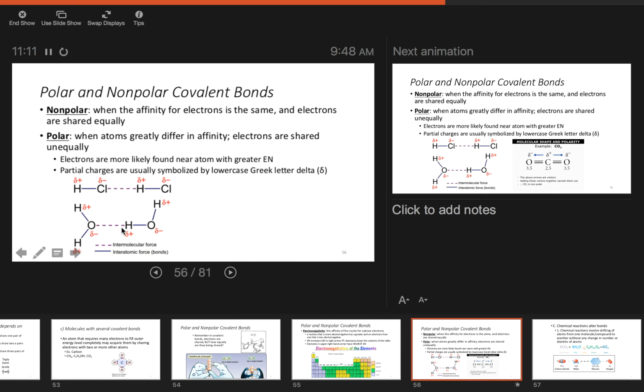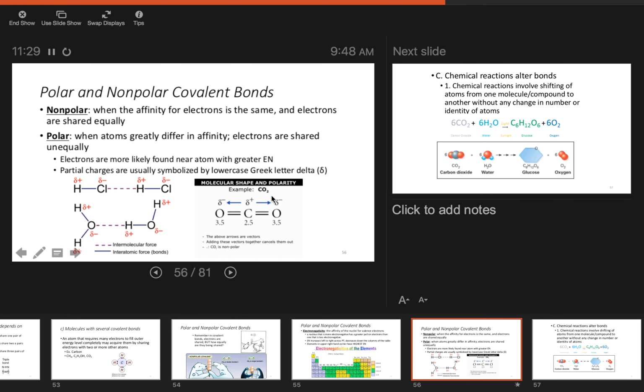So you can have partial charges between molecules. In this case, 2 hydrochloric acids, and this is water. And this is actually really, really important because it's going to form a hydrogen bond. And we'll talk about that, I think, in chapter 2.